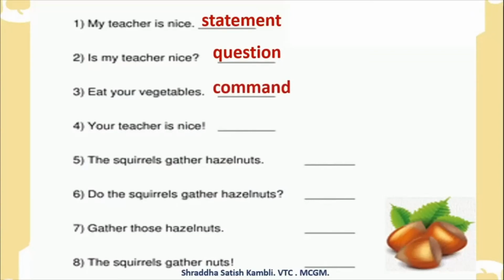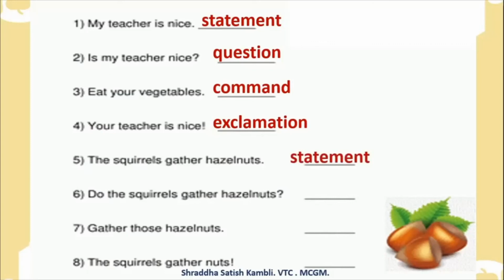Look at the next sentence. Your teacher is nice! What is it towards the end? There is an exclamation mark. But are they asking someone to do something? No. They're just telling you that the teacher is nice, and it is a strong emotion. You're very happy that your teacher is nice. So it is an exclamation. Look at the next one. The squirrels gather hazelnuts. It is just information. It is telling you something about the squirrels, that they gather hazelnuts. So it is a statement.